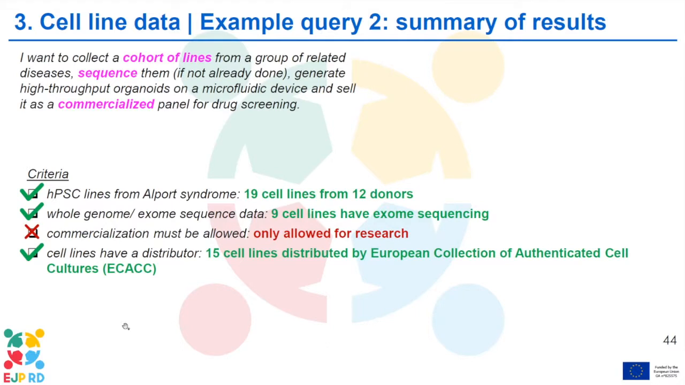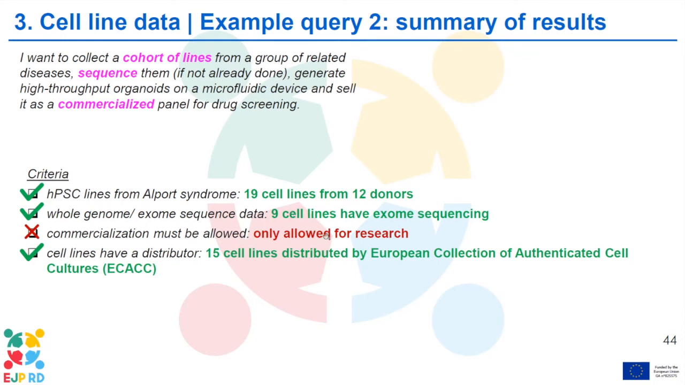And so just to summarize, I'm not going to go through all of the lines in detail, but we have 19 lines associated with Alport syndrome from 12 donors. 9 of these lines have exome sequencing.